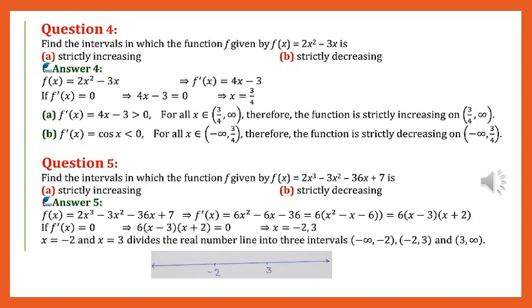Now look at this number line. These points divide the number line into 3 intervals. One is minus infinity to minus 2, to the left of minus 2. Then the open interval minus 2 to 3. Then the open interval 3 to infinity. So the 3 intervals are minus infinity to minus 2, minus 2 to 3, and 3 to infinity.